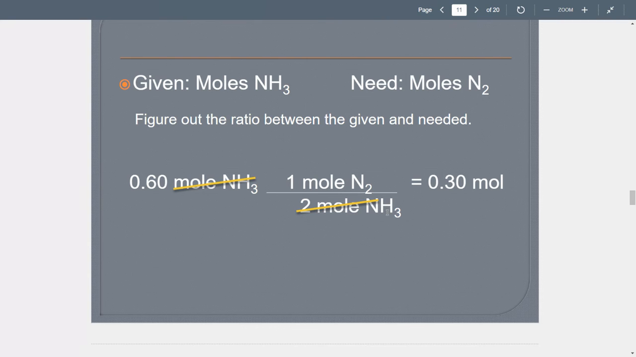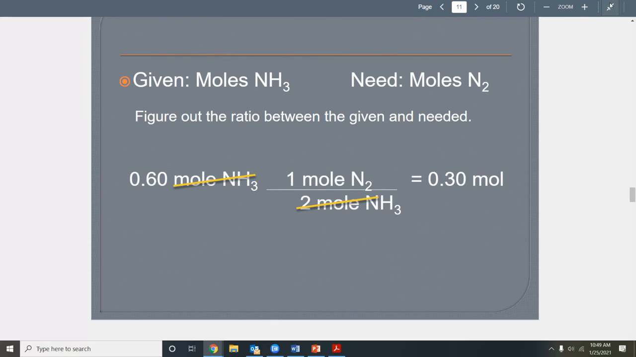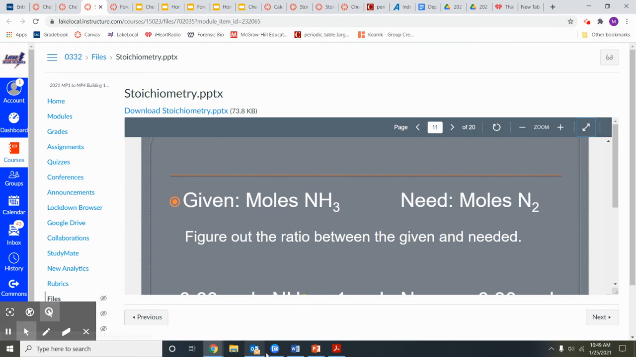And we're going to be doing stoichiometry for a while. So this is just kind of step one. So I promise we'll walk everybody through it.